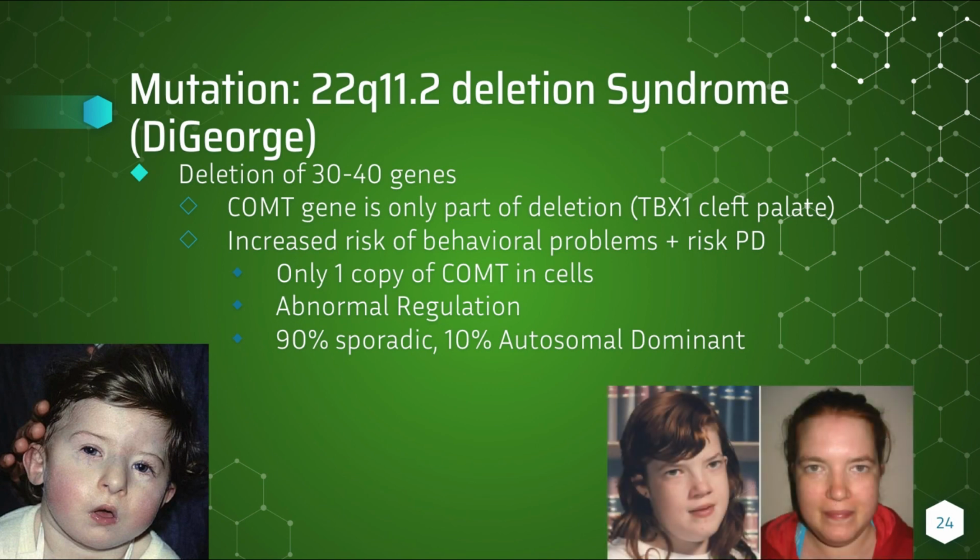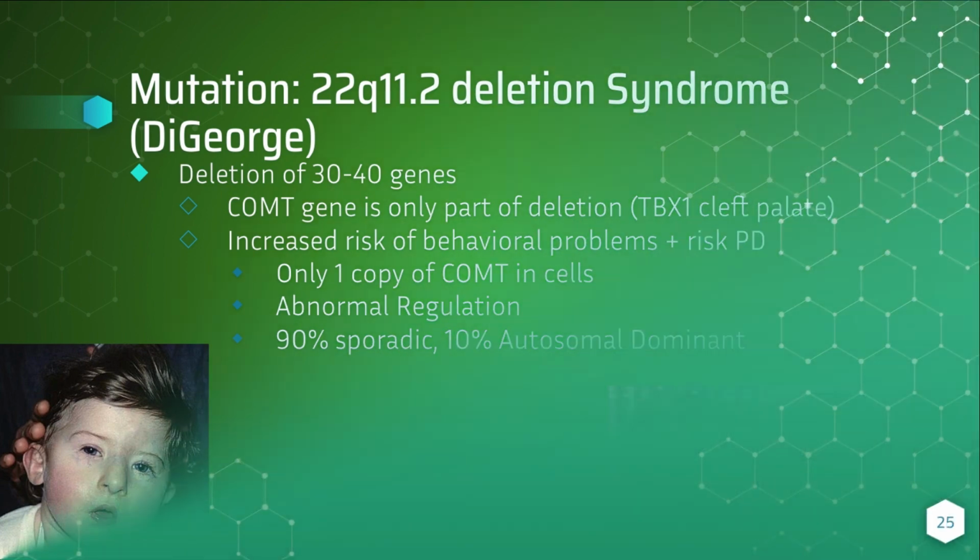It also must be noted that 90% of the cases are sporadic and only 10% are autosomal dominant. This suggests that this disease is not mainly inherited through genetic means but rather spurred on through outside factors. These outside factors are still unknown.